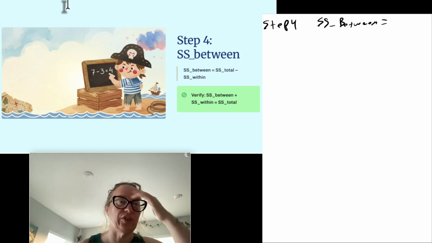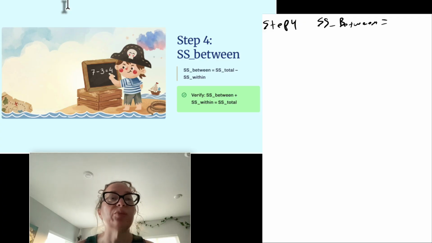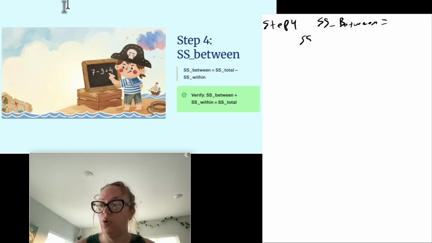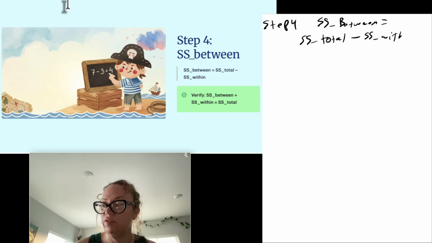Step 4, sum of squares between. What is the formula for that? Well, that one's easy, okay? This is just simple subtraction. You've already done all the heavy lifting. SS between is where you get to take a little bit of break. Okay, you have the SS total. Okay, we've already calculated that. And then you just subtract the SS within from that, and that equals the between, okay?